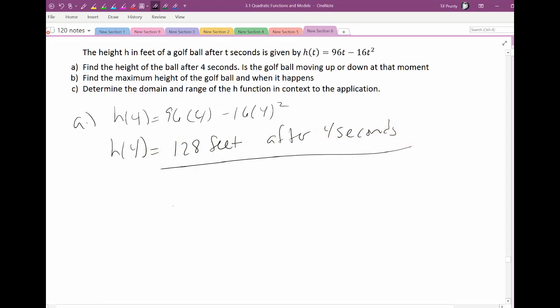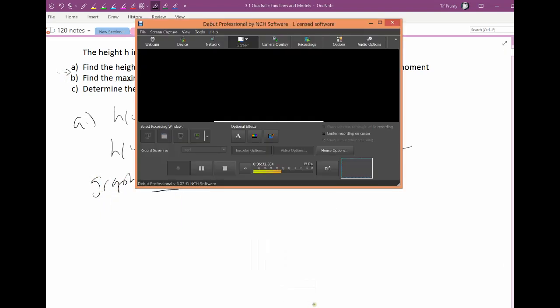And then to figure out if it's moving up or moving down, there are 2 ways you can do that. You can look at the graph of the function, or you can determine the height of the ball. Since we did the last one by hand, I'll do this one on the graph. So I'm going to graph h of t. I'm going to go to my graph.